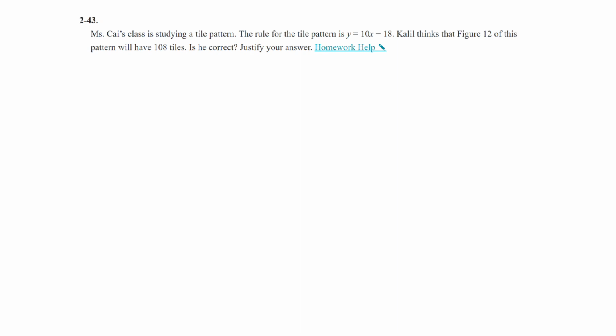Question 43. Miss Kai's class is studying a tile pattern. The rule for the tile pattern is y equals 10x minus 18. Khalil thinks that figure 12 of this pattern will have 108 tiles. Is he correct? Justify your answer.